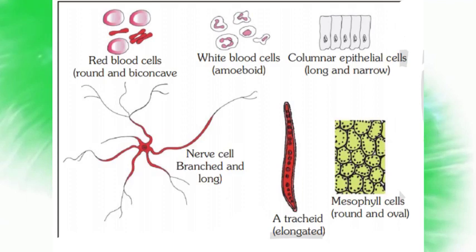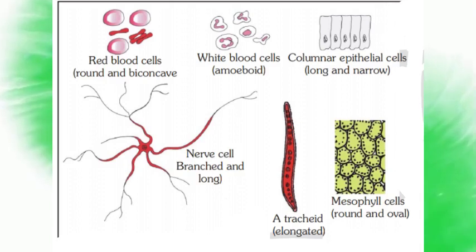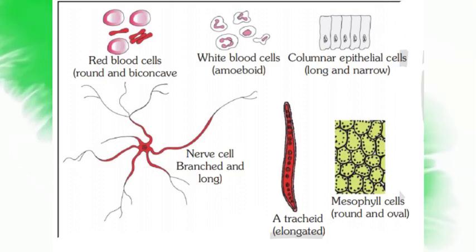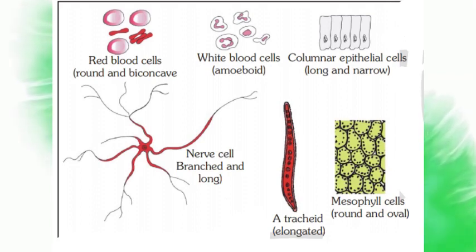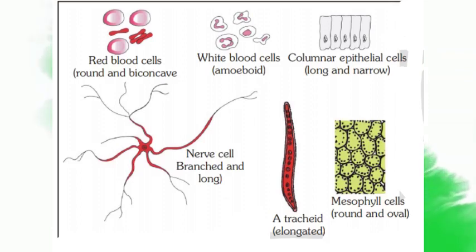Very first one, red blood cells, RBC, round and biconcave shape. White blood cells, which are amoeboid in shape. Columnar epithelial cells, long and narrow shape. Nerve cells, branched and long. A tracheid is a long elongated cell. Mesophyll cells are round or oval shaped cells.